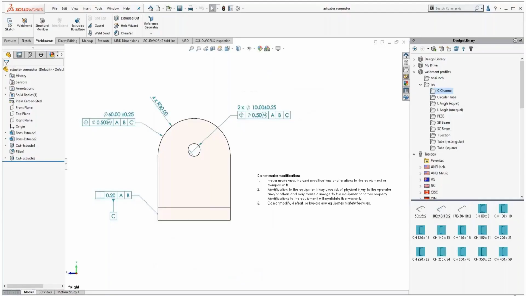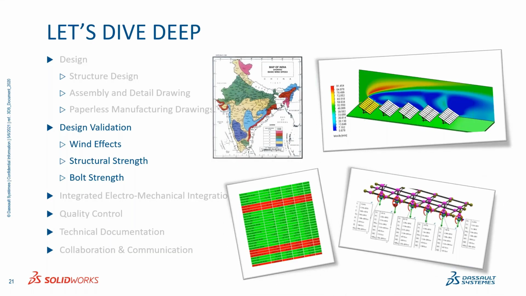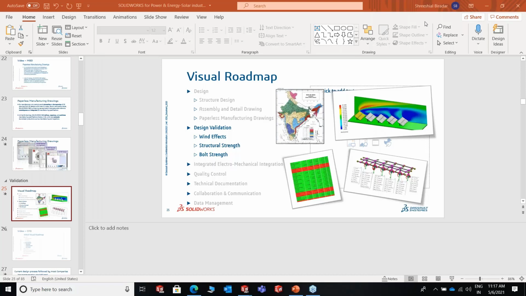So this is about the basic designs that I was talking about, and some of the small features that I thought would be very useful for the solar manufacturers. So now I'll pass on the baton to Srishel. Srishel will take you through the design validation and how exactly design validation will help you do that. So over to you, Srishel.